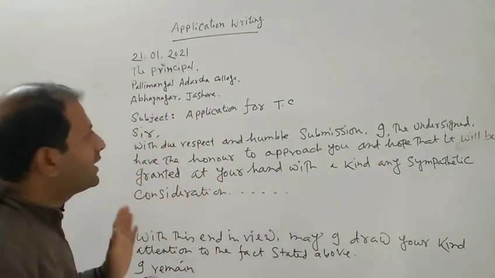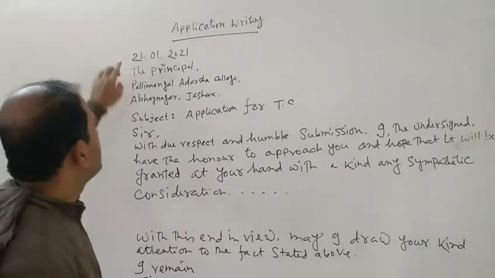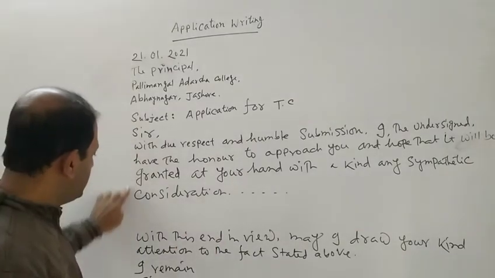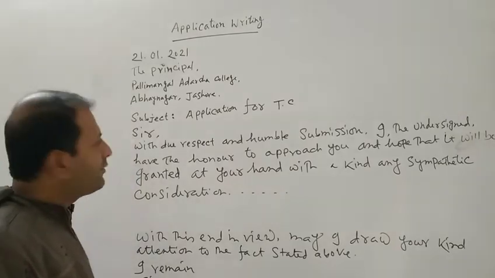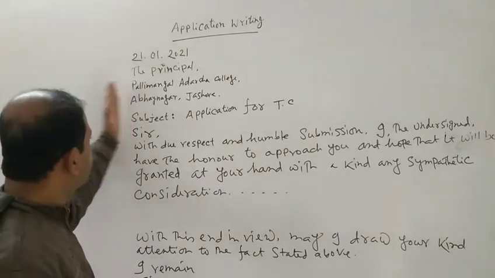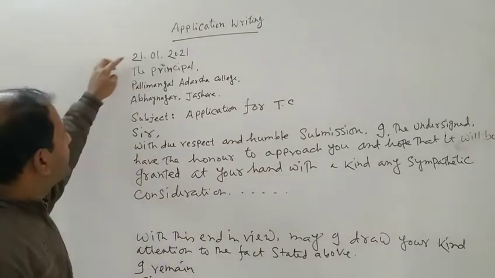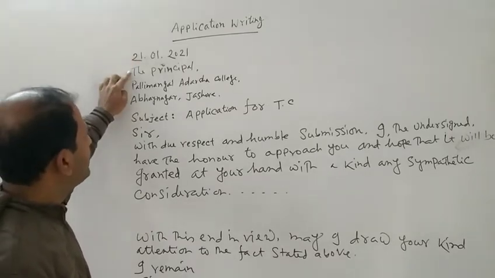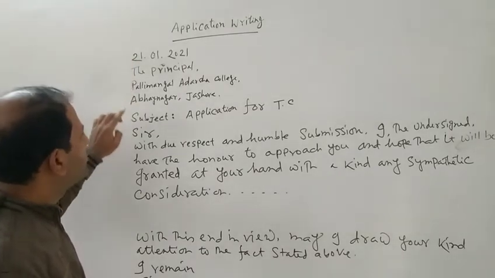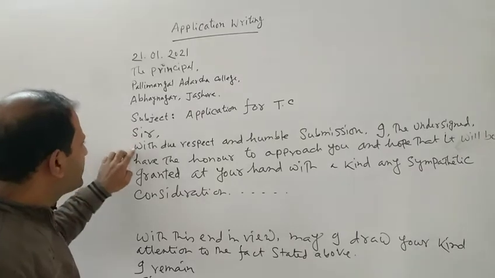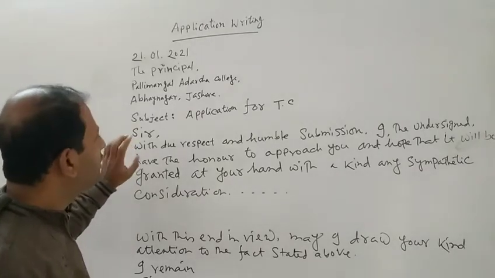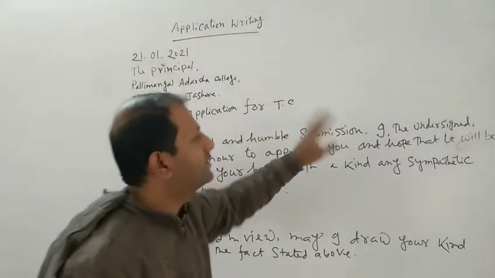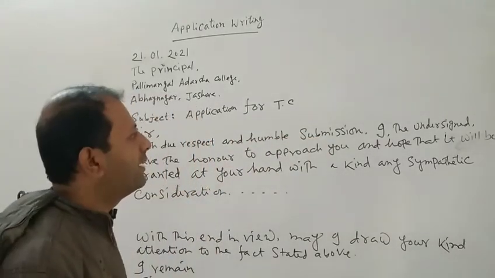So look at the system of writing in one line, till the end. I am following a row and writing. I am not going beyond this line. To date, the principal, Pollimongol Adarsh College, Abhayanagar, Jashore, subject, then Sir, and just after the Sir, I am starting to write, With due respect and humble submission. This is the salutation of the application.